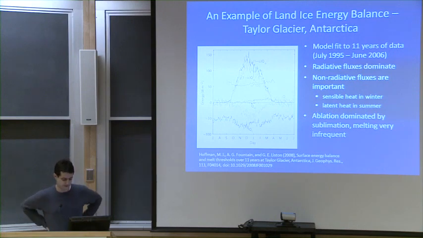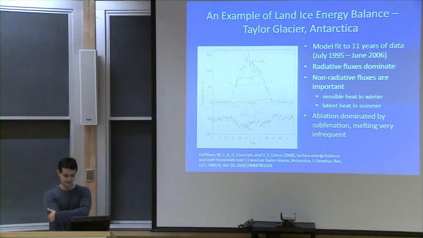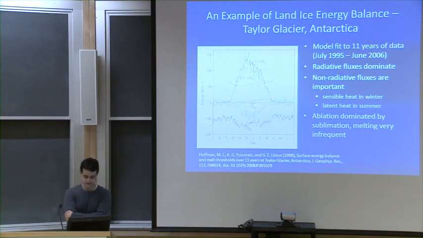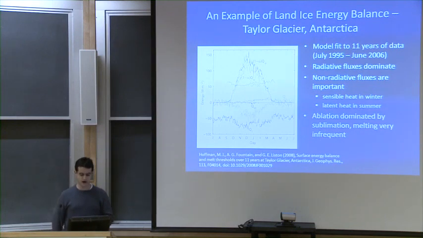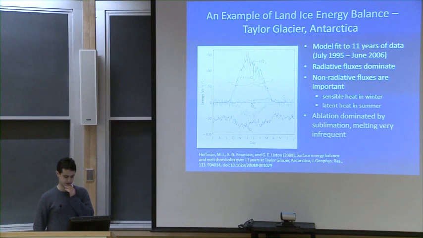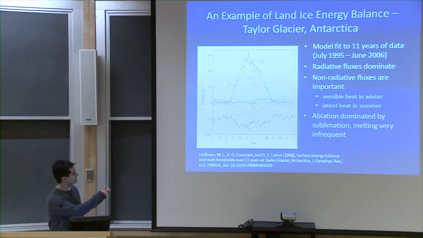This is over the course of 1 year. What we have on the bottom is just the months of the year, from July until June. One thing we notice is that the radiative fluxes dominate here. In the summer, there's a large shortwave radiation flux, and there's a pretty constant net negative longwave radiation flux as well. However, the non-radiative fluxes are also important. In particular, it's kind of hard to see, the sensible heat in the winter, and also the latent heat in the summer.